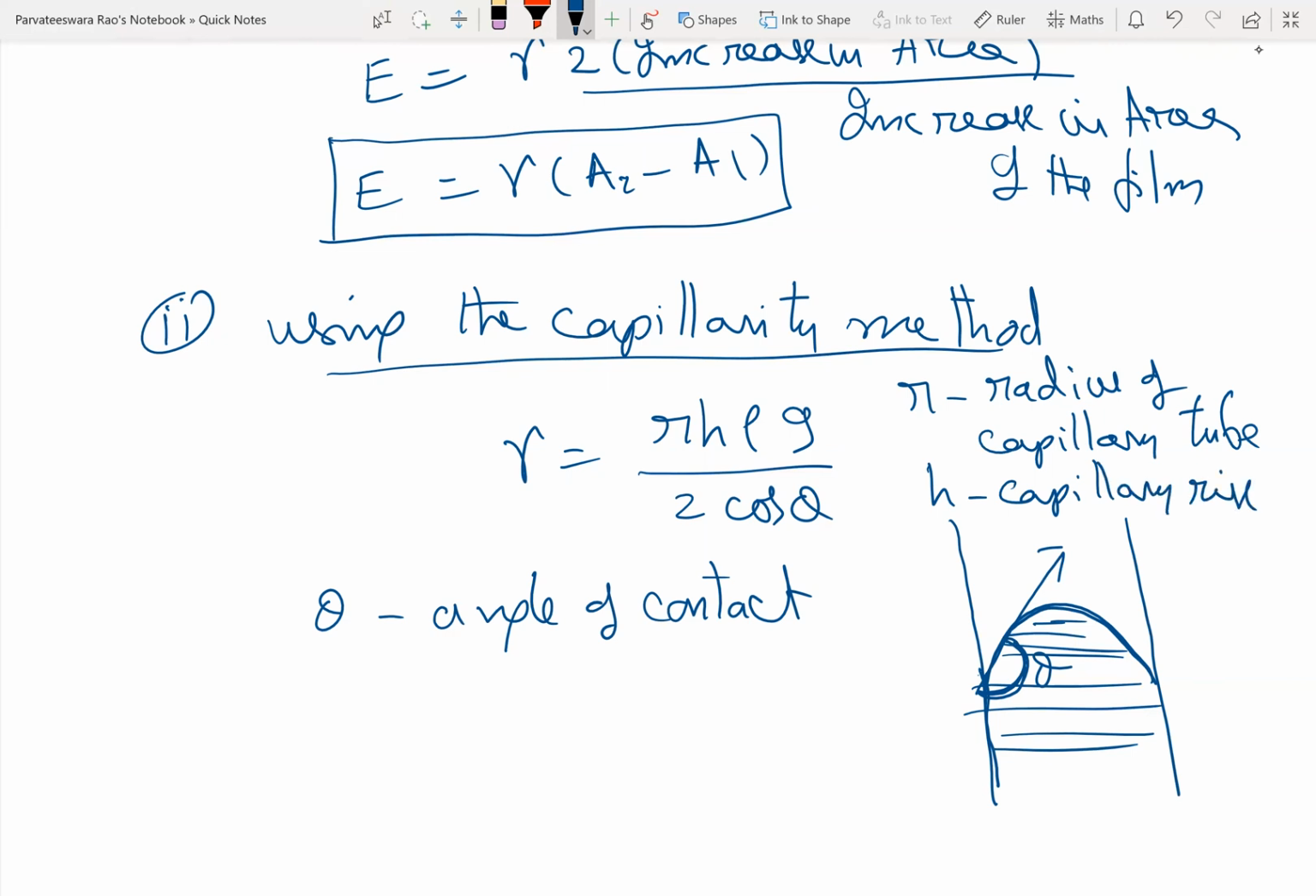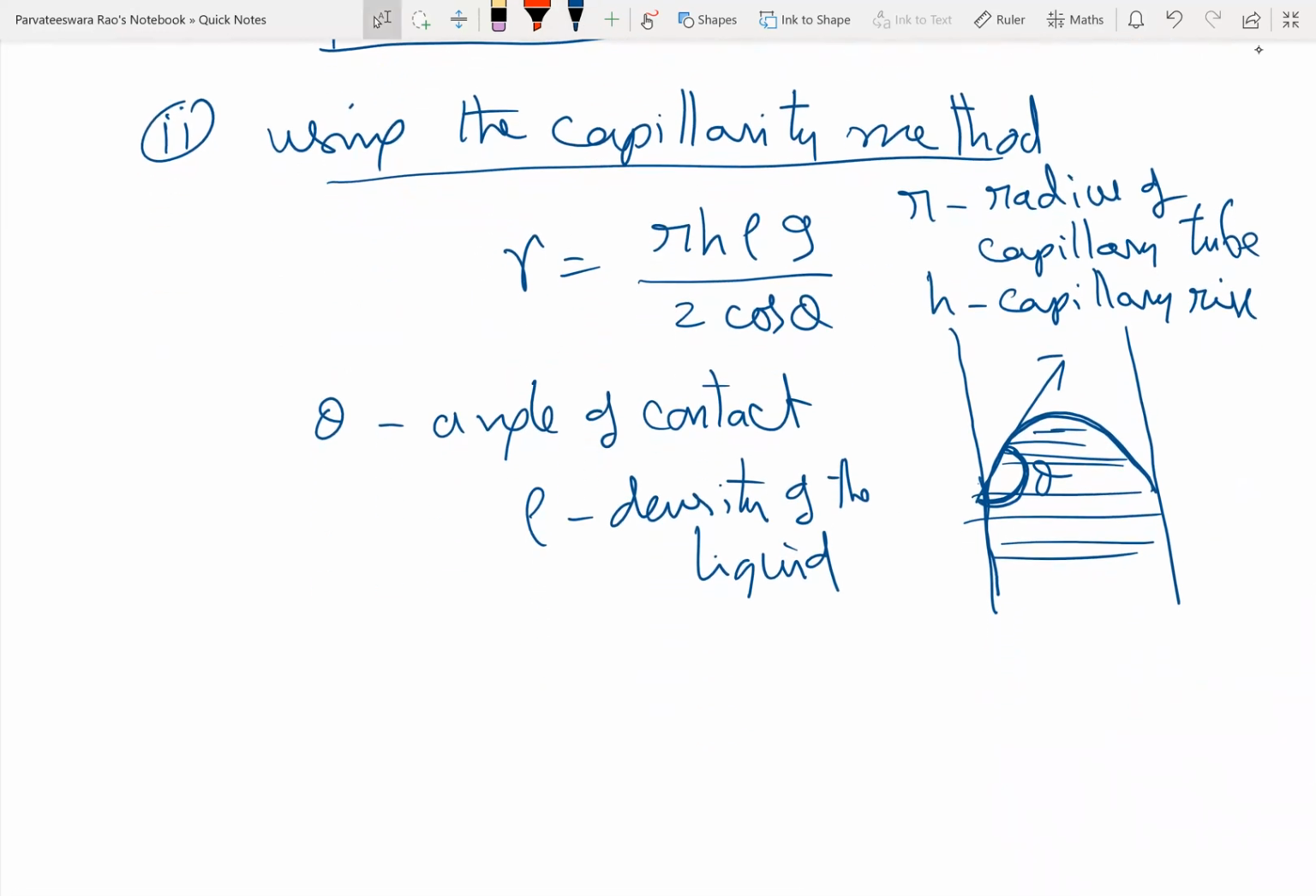If you keep a capillary tube in a liquid, the liquid will rise into it. If you put a straw in a glass of water, what happens? Even if you don't suck, some water comes up, right? Yes, sir. That is called capillary rise. And rho is the density of the liquid, and you know g is the acceleration due to gravity. Then the formula for surface tension is given by r h rho g by 2 cos theta.